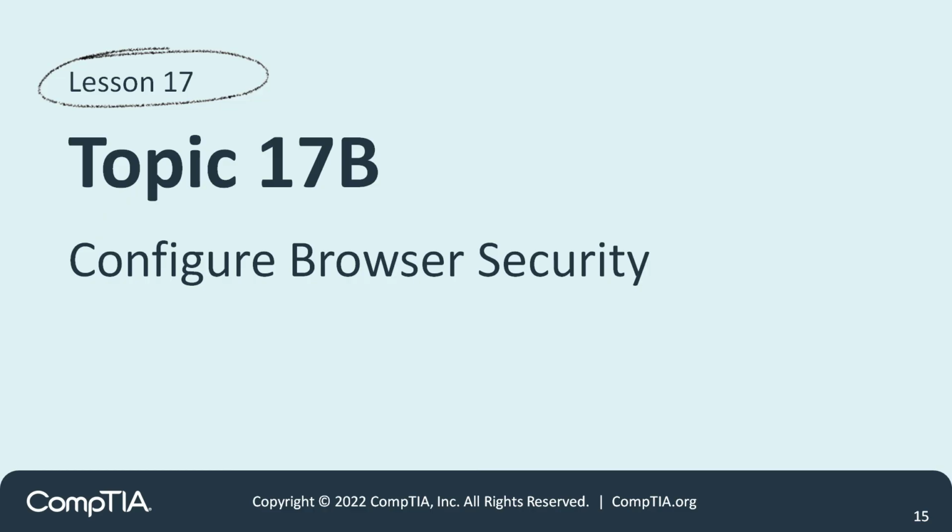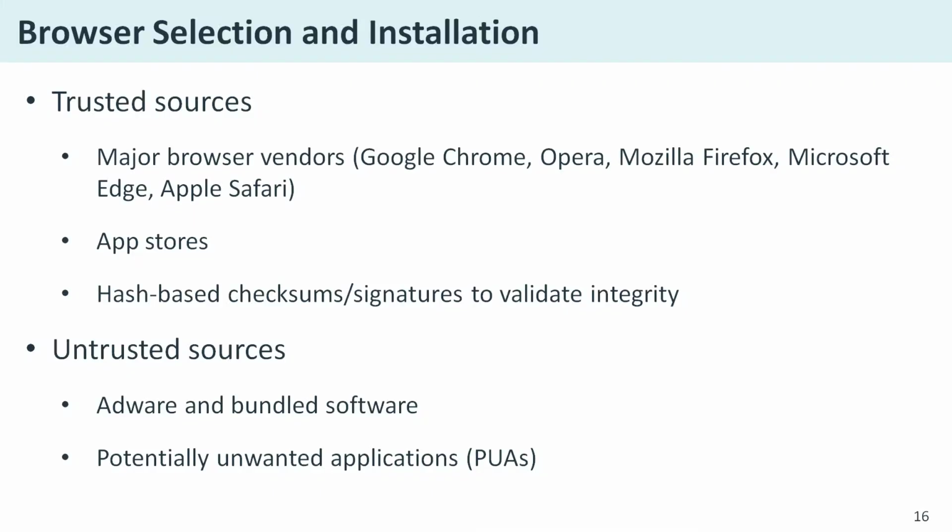Okay. So let's look at browser security. How do you configure browser security? Okay. So we know that we have different web browsers, right? So the major web browsers here are Chrome, Opera, Mozilla, Microsoft Edge, Apple Safari. All these are major browsers, major web applications. Those are trusted web applications.